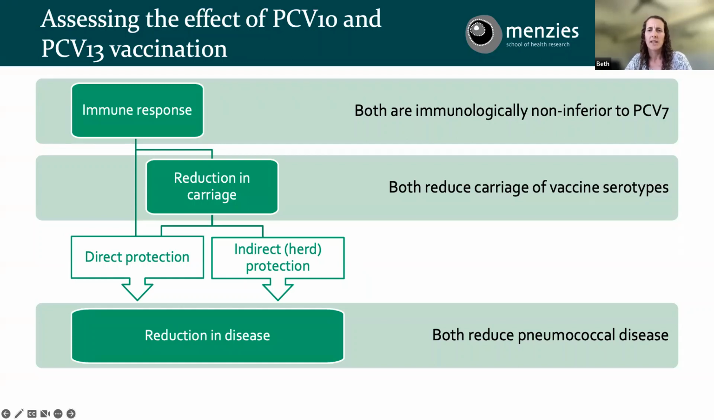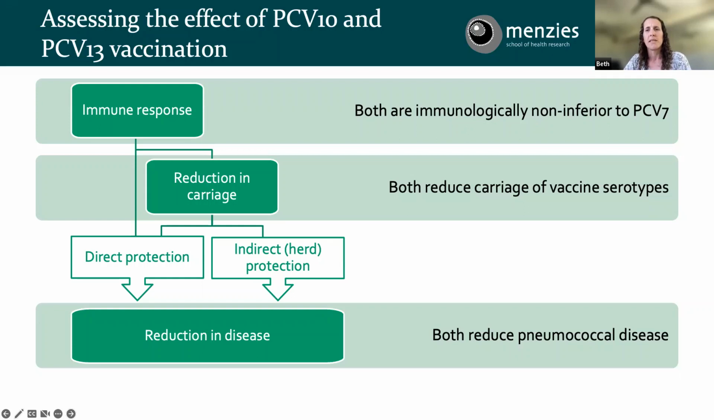Then we have carriage data. Pneumococcal carriage is actually a prerequisite for disease, so a reduction in carriage usually corresponds with a reduction in disease. A reduction in carriage also reduces transmission and therefore extends protection to the unvaccinated portions of the community. And there's lots of data to show that the introduction of either PCV10 or PCV13 leads to reduced carriage, and that's in both the vaccinated and unvaccinated parts of the community, providing evidence for substantial direct and indirect effects.